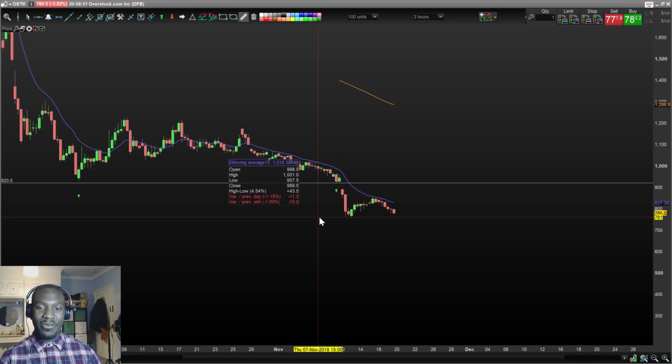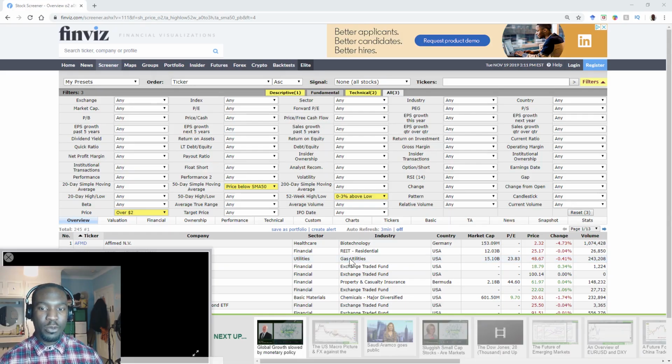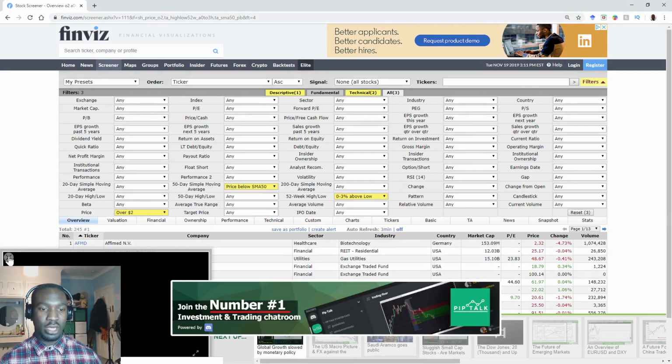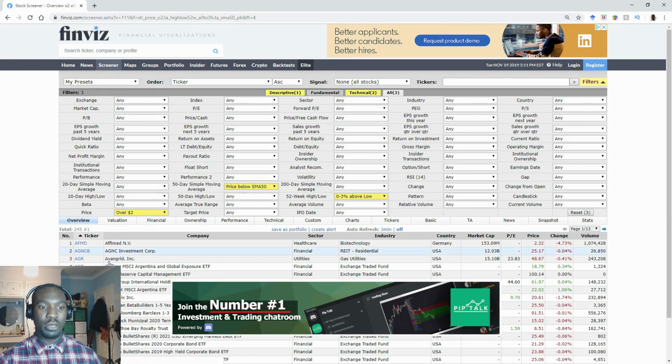So then I thought, how can I reverse engineer a screening tool that will allow me to find other stocks that are in a similar position to Overstock? So step one, I thought I would use Finviz to try and really get an idea of what I was looking for and fit some criteria that would match the type of charts that I was looking for. So what I did was I picked the criteria that I thought were relevant to that chart. So I thought, okay, price needs to be over £2 because I don't want any penny stocks.